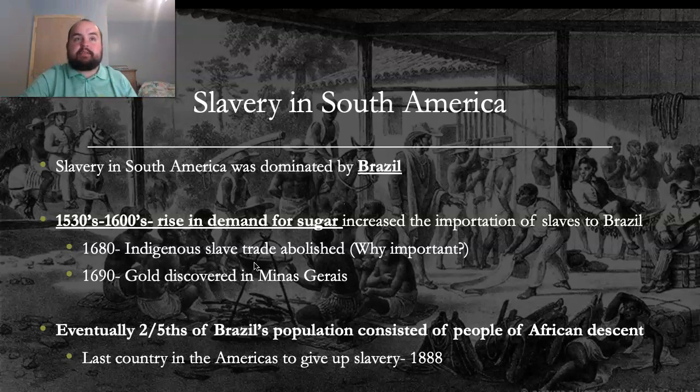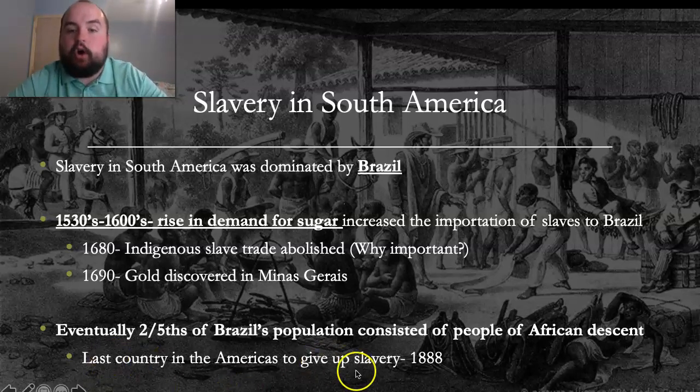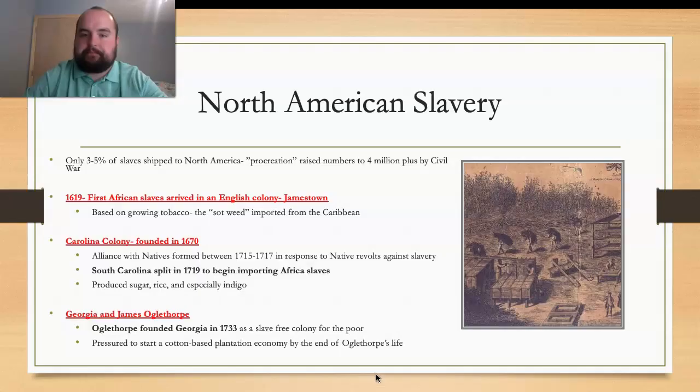It got so extensive that eventually 2/5 of Brazil's population would consist of people of African descent, and slavery was such an integral part of Brazilian life and the economy that they were actually the last country in the entire Americas to give up slavery. Slavery was not abolished in Brazil until 1888, over 20 years after it was officially abolished in America, for example.